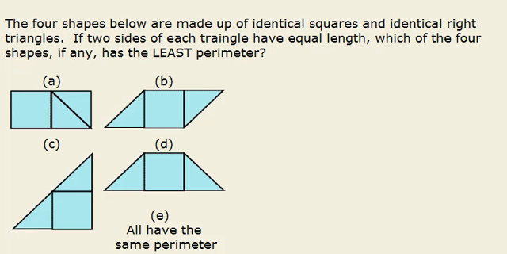The four shapes below are made up of identical squares and identical right triangles. If two sides of each triangle have equal length, which of the four shapes, if any, has the least perimeter?